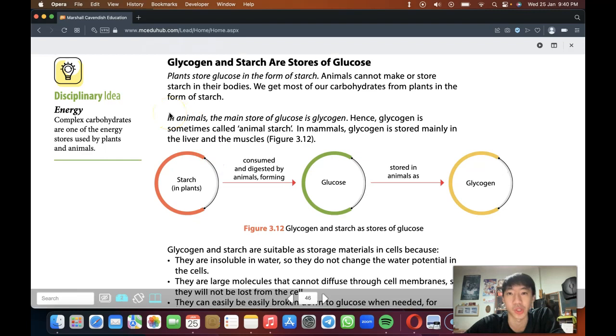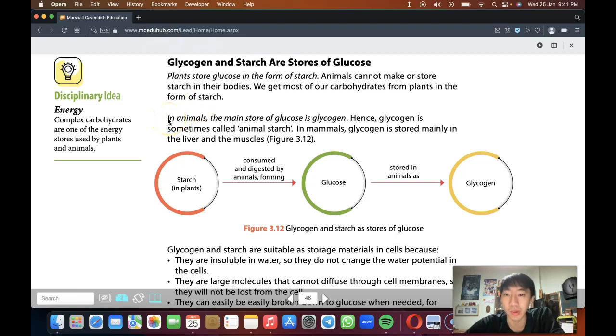Okay, glycogen and starch are stores of glucose. Plants store glucose in the form of starch. Animals cannot make or store starch in their bodies. We get most of our carbohydrate from plants in the form of starch. Okay, so things like wheat, when we turn that into bread, things like rice is also a plant. Things like potato, that's also a plant. But we eat it, right? When we eat it, we are obtaining the starch. We are then breaking that starch down into glucose.